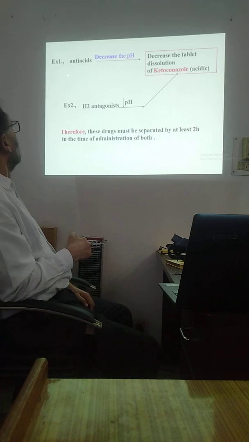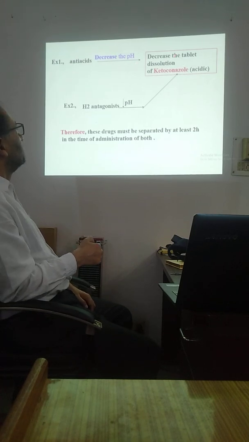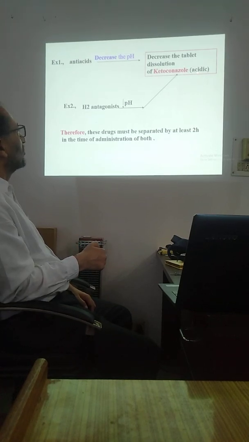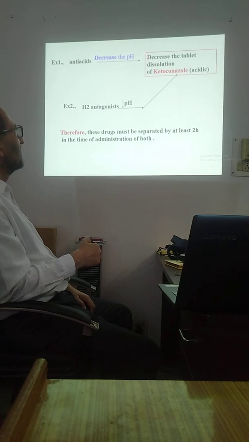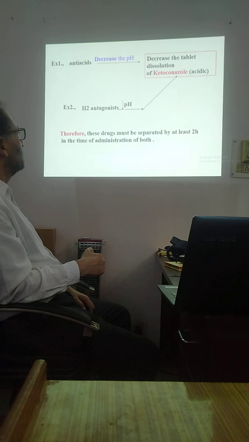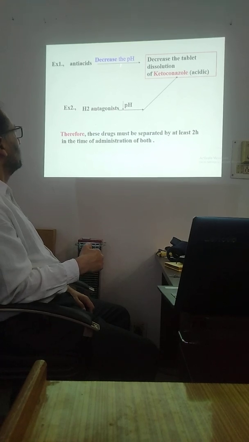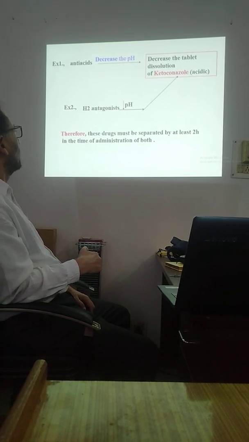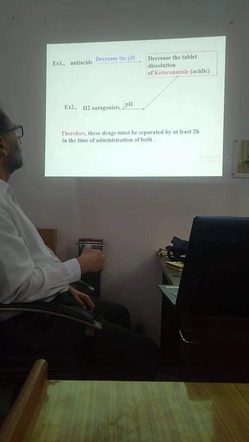Now we have antacids, they decrease the tablet dissolution of ketoconazole. Suppose this is an antifungal drug. When we give the antacid along with the antifungal drug, the pH will be altered. The H2 antagonists do the same. So we have to watch out for ketoconazole.